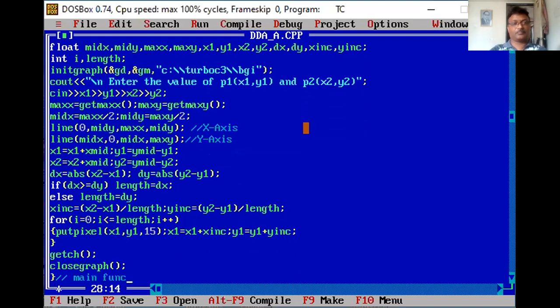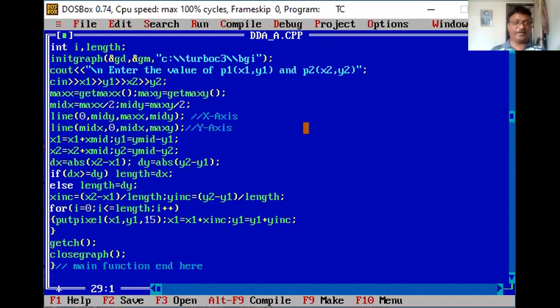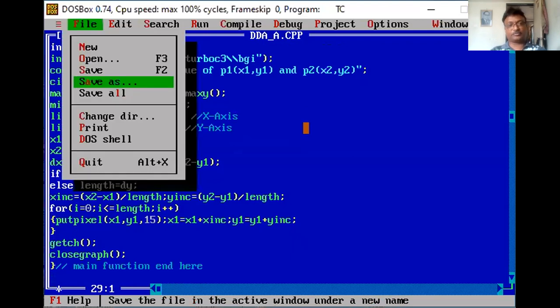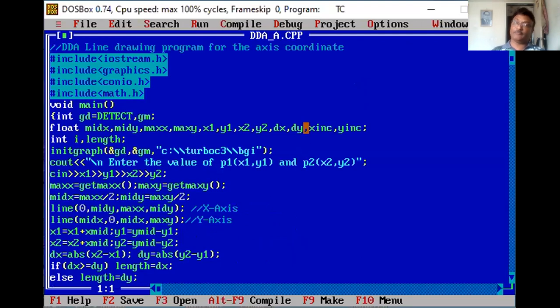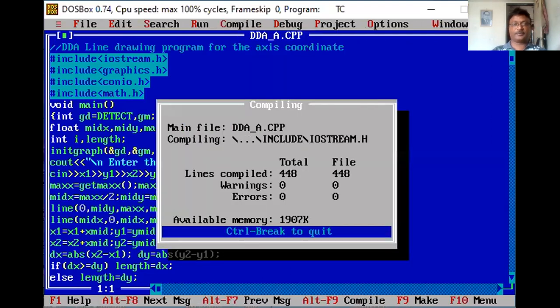So the main function is going to end here. Again I am going to save this program. This is the same program you implemented without the axis. We implemented DDA previously, but now we have implemented it with the axis. So just press Alt C to compile it.